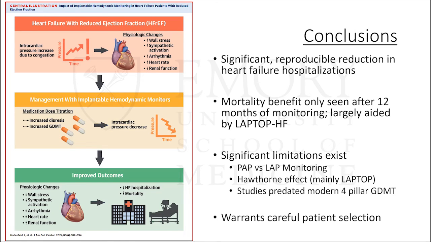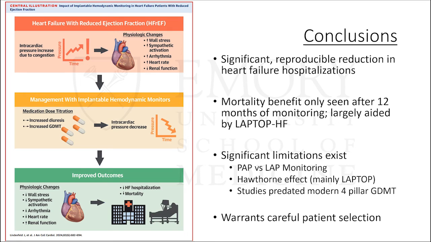That brings up the limitations. These are two separate devices. If we're comparing pulmonary artery pressures to left atrial pressures, it's not exactly apples to apples. And then especially in the LAPTOP group, you had this opportunity for the Hawthorne effect, where some patients were implanted, others were not, so some people knew that they were being monitored continuously. Other people, the data was totally up to them transmitting their weight and blood pressure. I think that kind of introduces some bias as well.